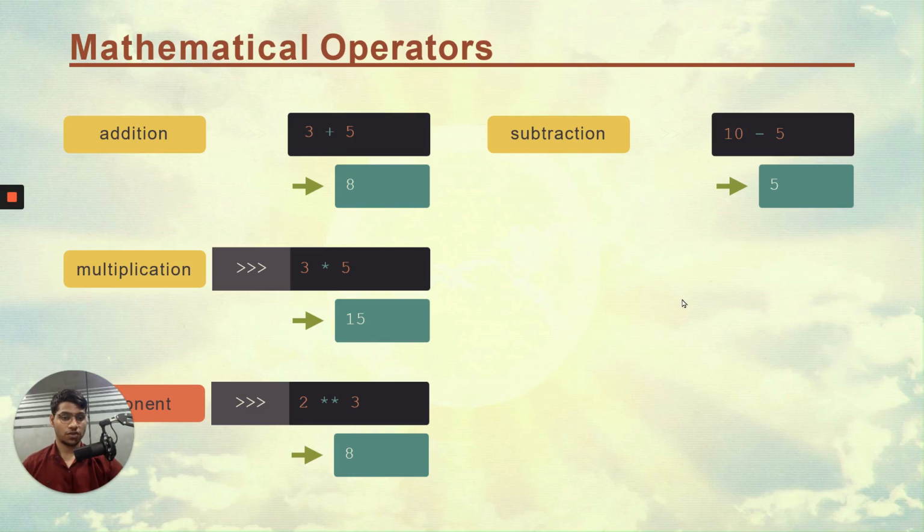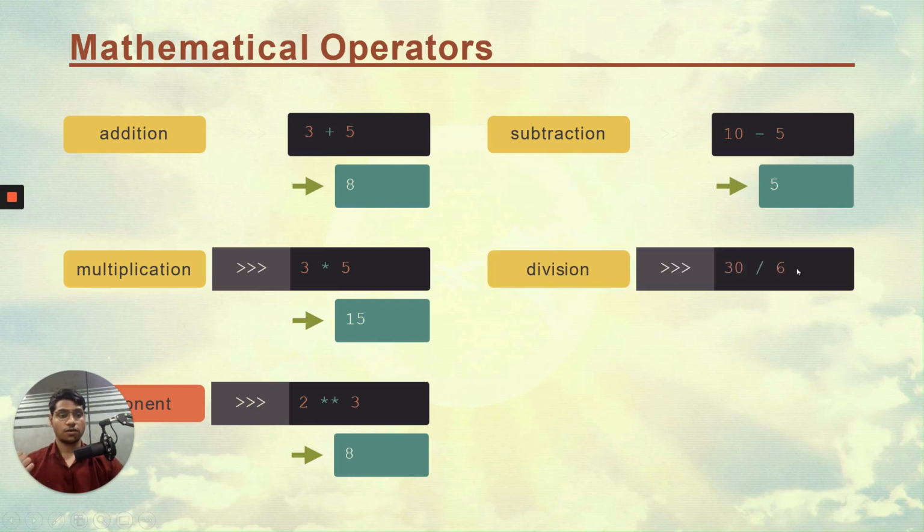Fifth one is division, that is suppose if you want to divide 30 by 6, you will write 30/6. Now when it comes to division, there are two things. One is the quotient and another one is the remainder. When you use slash, it is going to give you the quotient. In this case, it is 5.